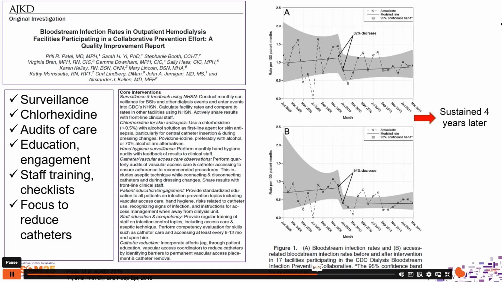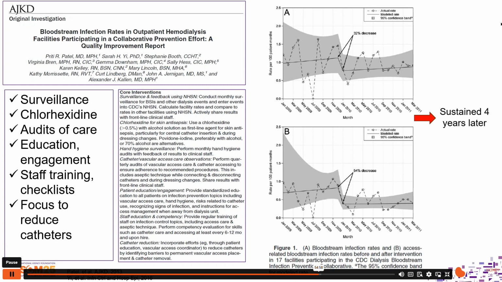So the top graph is showing that things look pretty level until they started these core interventions. And when they started the core interventions, bloodstream infections in entirety went down 32%, and bloodstream infections related to catheters went down by 54%. That's the bottom graph. Okay, so that's what that's showing, that jump down.